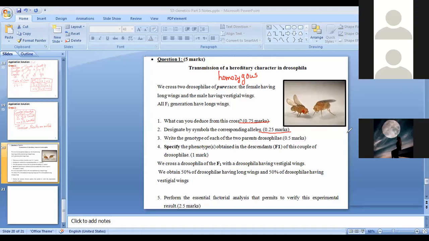Mariam Aklat, genotype of each of the two parents in Drosophila. Can you give me the genotype? Long wings. What is the meaning of genotype? It's LL, Lv, vv. This is the genotype. Long or vestigial is the phenotype. LL, which one is the LL? The two parents. One of them has long wings and one of them has vestigial.